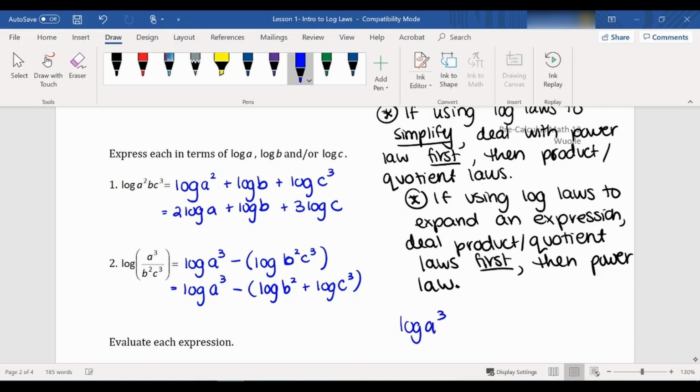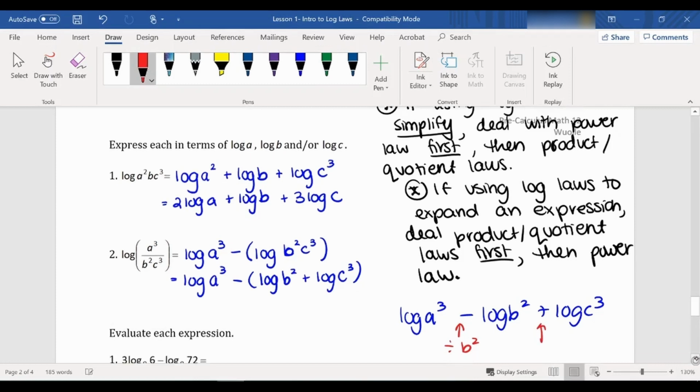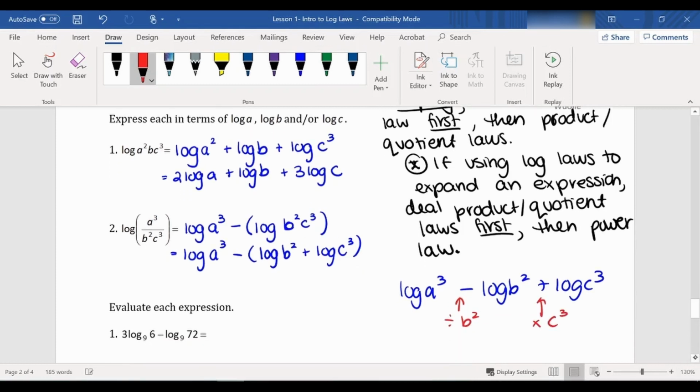We can't write this as log a cubed minus log b squared plus log c cubed, because this would indicate that you're dividing by b squared, and this would indicate that you're multiplying by c cubed. But you're not, you're dividing by c cubed. And that's why you either need to keep this in brackets, or you want to expand the minus in, you can, but then if you do that, you would actually have a minus here.